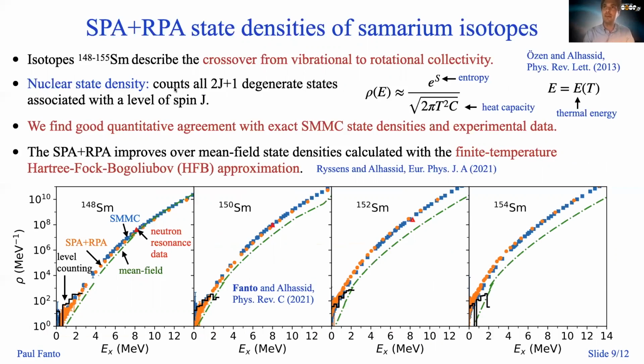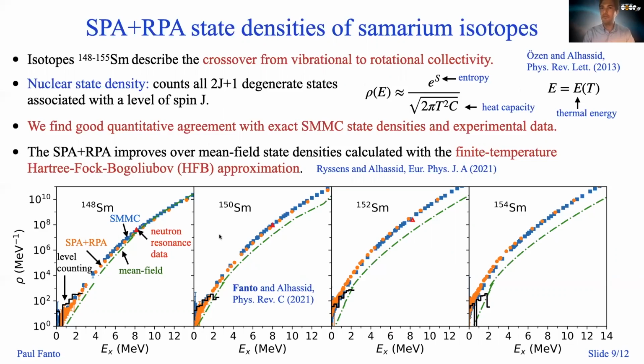The nuclear state density differs from the level density in that it counts all the 2J+1 degenerate states associated with a level of spin J individually, whereas the level density counts this group of degenerate states as one level. We calculate the state density rho from the thermal entropy S and the heat capacity C, where the temperature T is fixed so that this energy argument E is equal to the thermal energy.